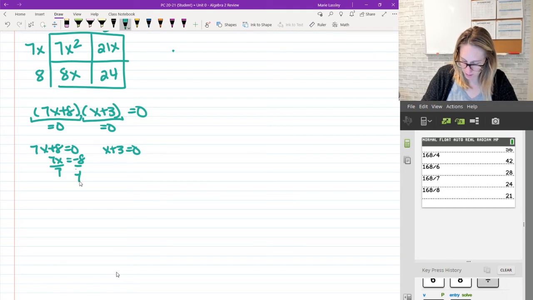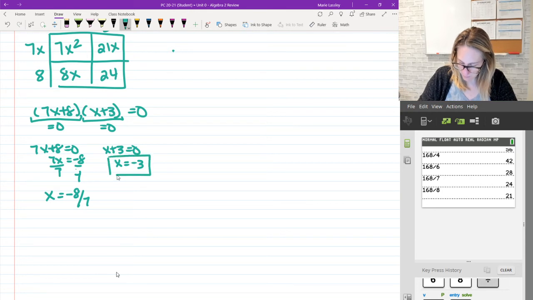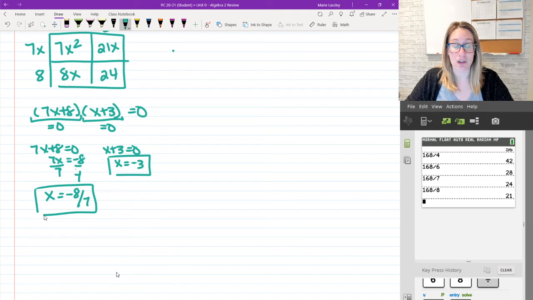Technology's not working. All right, so I have x equals -8/7 as one of my values. And then this one is pretty easy. All I have to do is subtract 3. So those are my solutions to my problem. Those are my x-intercepts. All right, so it just wanted me to solve, so I have solved.